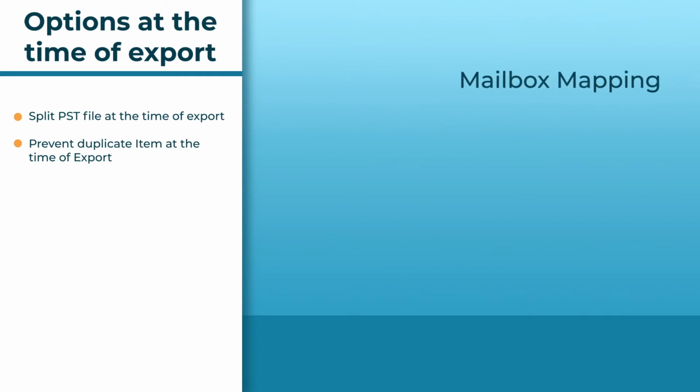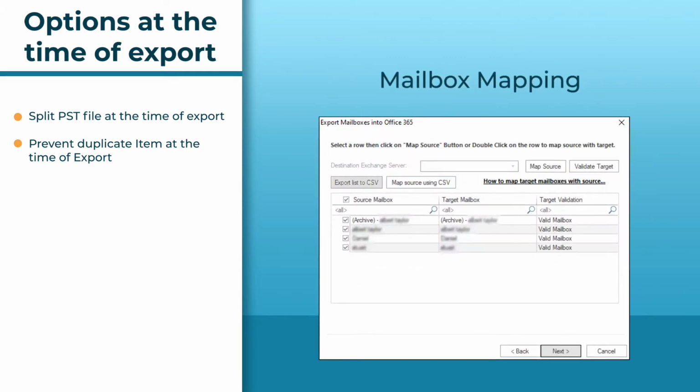It also provides a mailbox mapping option at the time of export, where you can export the source or target mapping list into CSV format. You can also map source with target mailboxes by using a CSV file or the map source option.